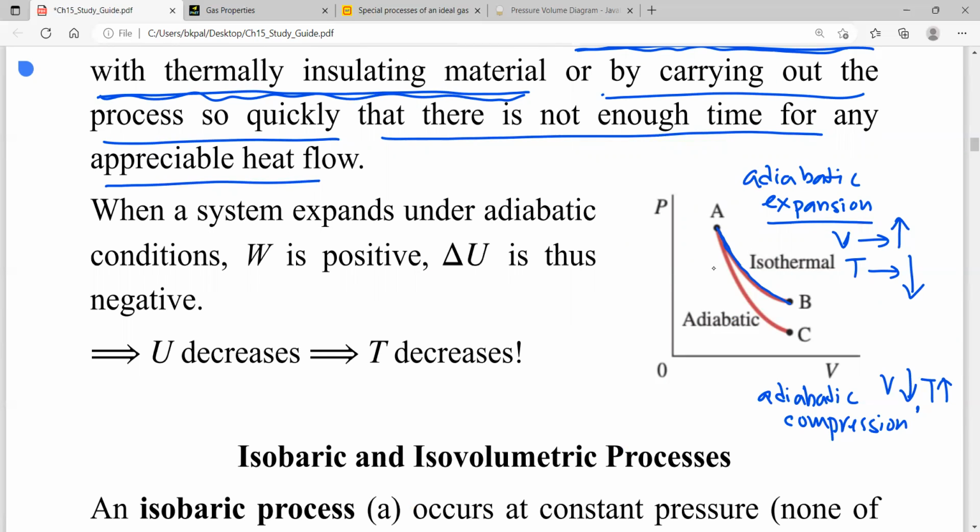Okay, so here is the equation, something like this. Now it's not clear from this equation how W is related to V. It's probably a little bit confusing, but in the next slide I'm going to show how work done is related to V, the volume. At that time you will see why in adiabatic expansion temperature is decreasing, and in adiabatic compression temperature is increasing.